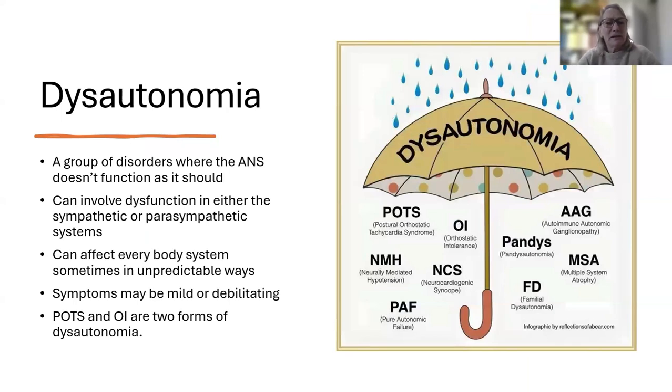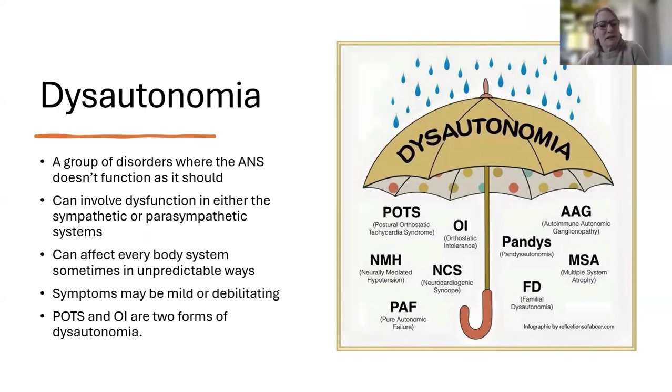So dysautonomia is the name for the group of disorders where the autonomic nervous system doesn't function as well as it should. You can have dysfunction in either arm of the nervous system. It can be really unpredictable how the body can be affected.